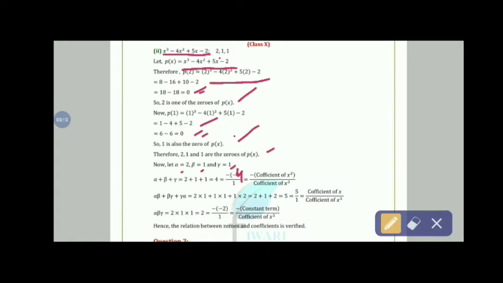Then alpha beta plus beta gamma plus gamma alpha is equal to 2 into 1 plus 1 into 1 plus 1 into 2, which gives us 5. This can be written as 5 over 1, that is coefficient of x over coefficient of x cube. Then alpha into beta into gamma, that is 2 into 1 into 1, can be written as minus of minus 2 over 1, that is minus constant term over coefficient of x cube. Hence the relation between the zeros and coefficients is verified.